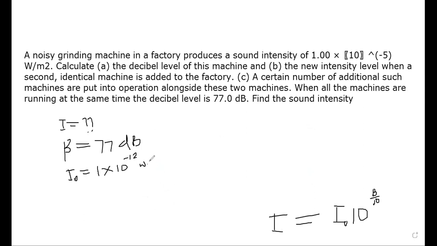So it's in watts per meter square. All right, so here we have I. Since we are looking for I, this will be I equals I naught, which is 1 times 10 to power minus 12 from the formula, times 10 to power, what is beta? 77 all over 10.